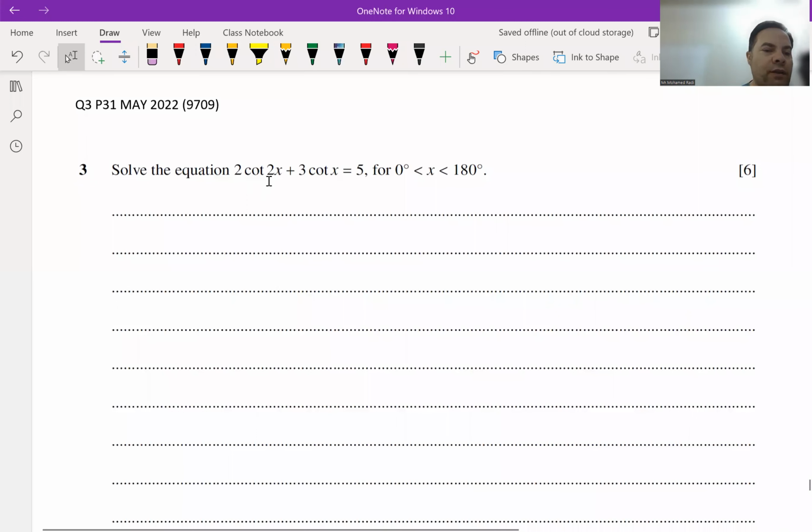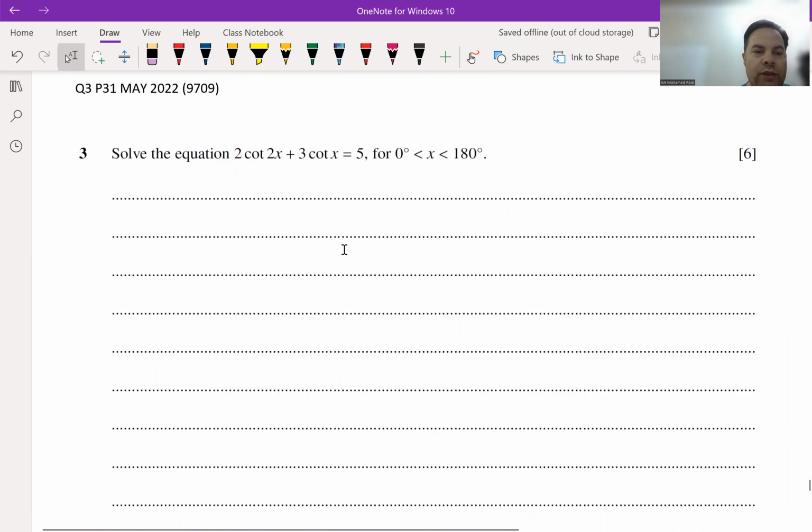Hello guys, in this tutorial I'm going to solve question number 3, paper 31 May 2022. Solve the equation 2 cot 2x plus 3 cot x is equal to 5, where x is between 0 and 180.